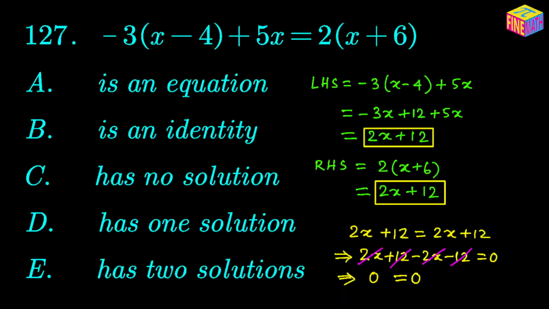and actually it is an identity. It is not an equation. Equation means conditional equation. Identity means identical equation. So let me make a quick note here. Equation means conditional equation and identity means identical equation. And in this case our correct answer option is option B.